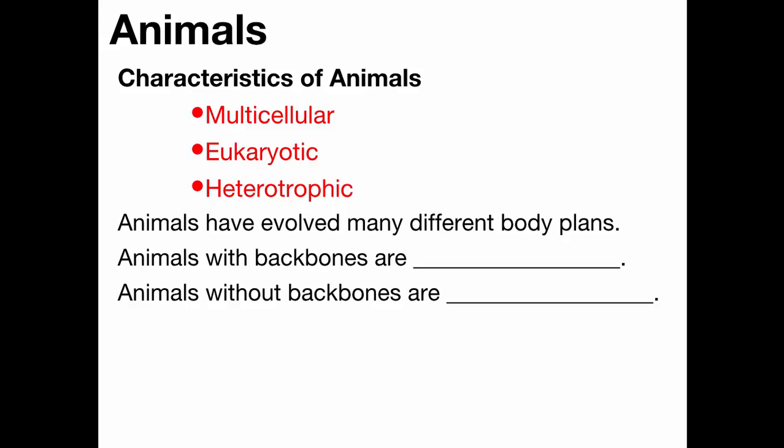The kingdom Animalia has a large variety of different body plans, different adaptations for survival. And we split them into kind of two broad categories. Vertebrates and invertebrates. Animals with and without a backbone or a spinal cord. Really, backbone is probably more accurate.